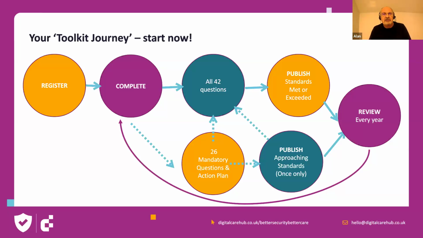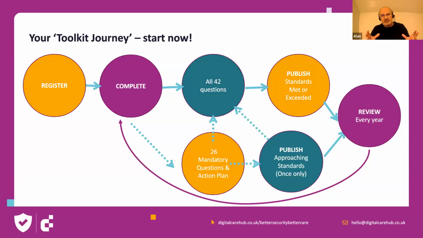And then you would complete either 26 questions that are marked mandatory. However, that will only allow you to publish at approaching standards as indicated in the video. The aim should be, I would suggest, to answer all of the 43 questions. It is actually, although on the slide it says 42, they have recently added an additional question. That will enable you to publish at standards met, which will give you the opportunity then to benefit from all of the digital solutions that are coming on stream.